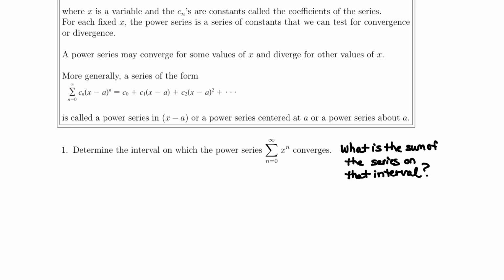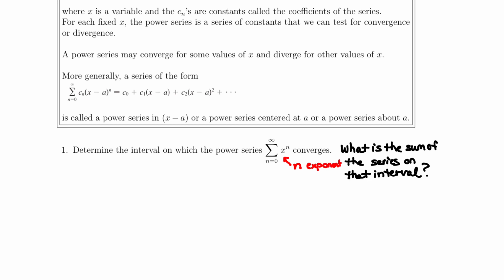So on what interval does this basic power series converge? And what is the sum of the series on that interval? This one's even easier than the one we did before. This guy's another power series, or a geometric series, isn't it? It's geometric because n is only in the exponent. And so that means that this guy's geometric.